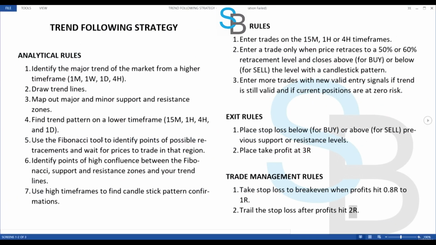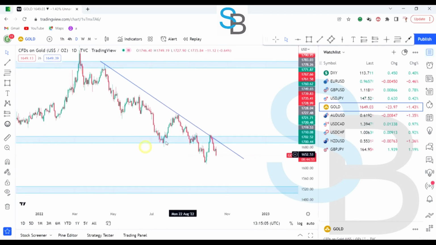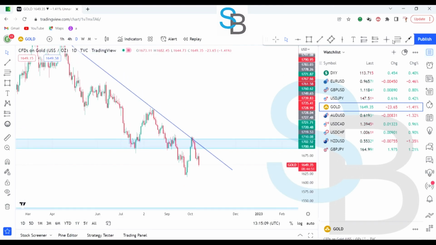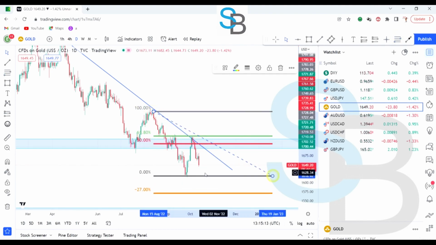And then we use the Fibonacci tool to identify points of possible retracements and wait for the market to trade in that region, right? Now, where was the last swing high? Take our Fibonacci tool, and this is the last swing high. Drag it down to the last swing low, and you can see here it is.